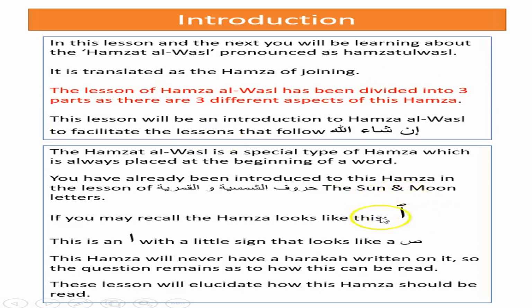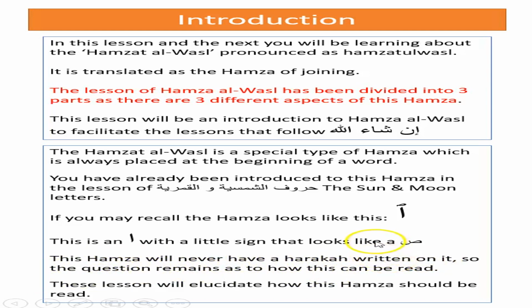We put this on the name of Allah, and I showed you this sort of Dhamma looking thing which is on top of the Hamza. So this is an alif with a little sign which looks like a sad. You can see it looks like a sad which is joined onto something. This Hamza will never have a haraka written on it. So the question remains as to how this can be read.